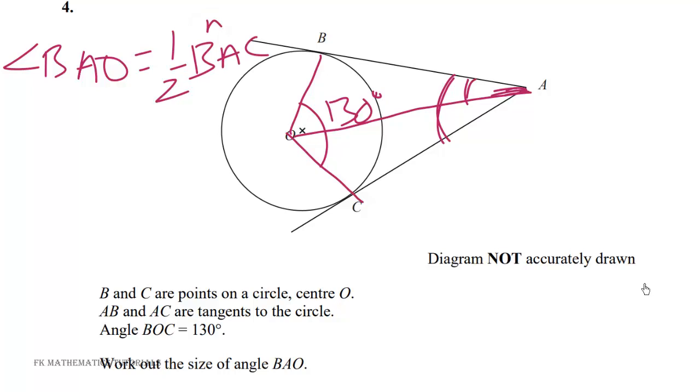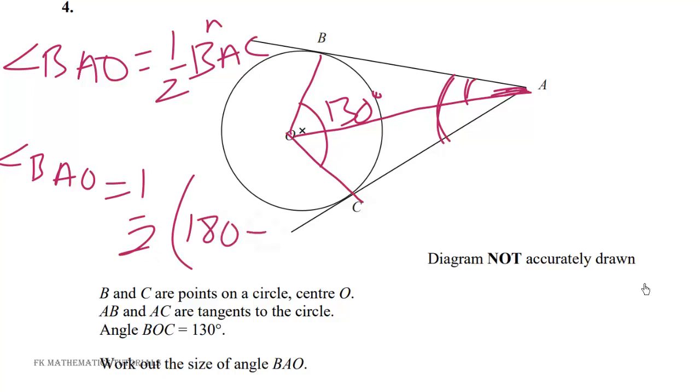So it means angle BAO should be equal to half of, now BAC is equal to 180 minus 130. So that will give you 50. So half of 50 should be equal to 25 degrees. So angle BAO is 25 degrees.